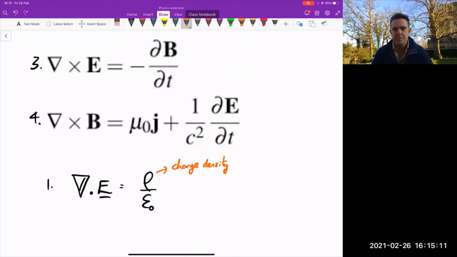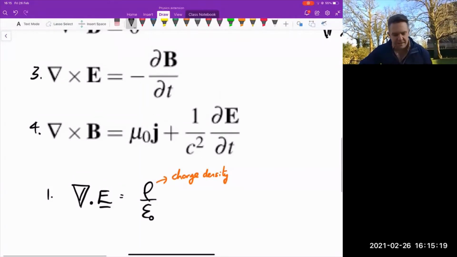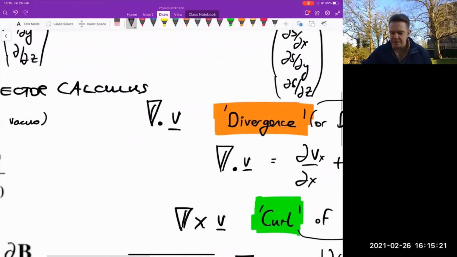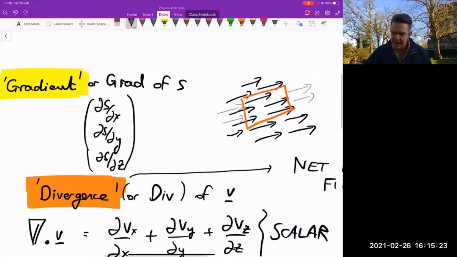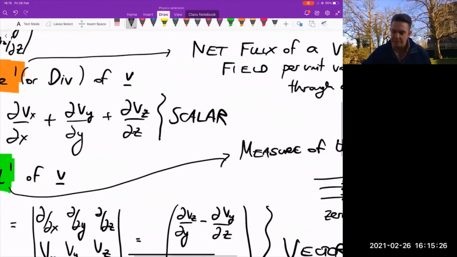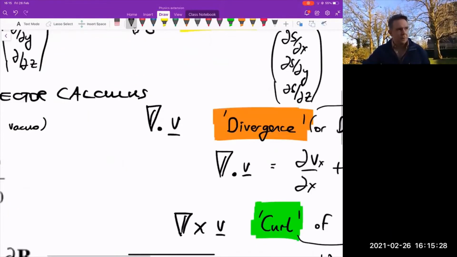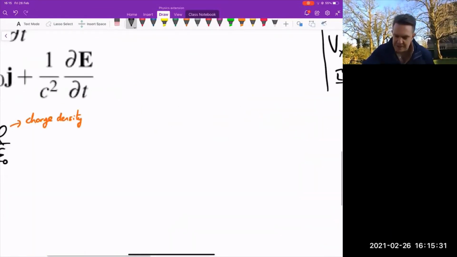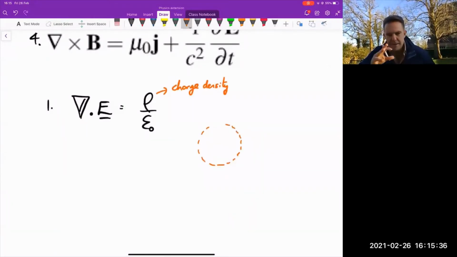So that's coulombs per meter cubed, I guess. Charge density, charge per unit volume. Now, remember what divergence means. Divergence is to do with the flow, the net outflow through a particular surface. So what this is telling me is that if I have a surface, the divergence of E through that surface, imagine that's a spherical shell, is equal to the charge density enclosed within that surface. So if there's no charge present, there's no divergence.